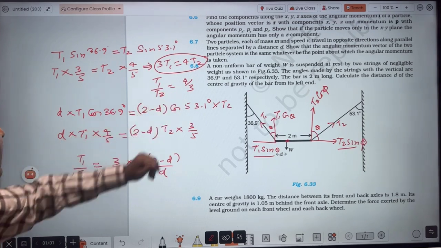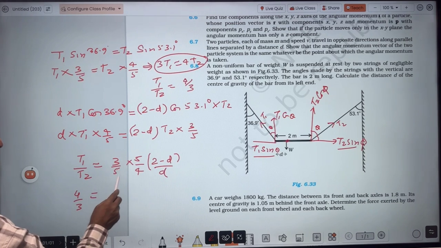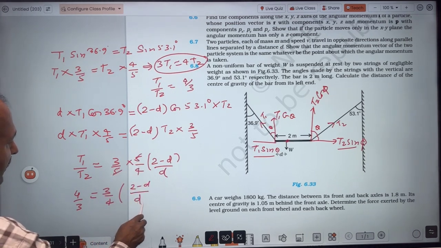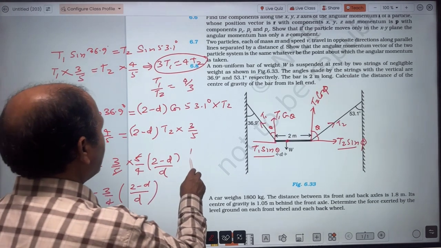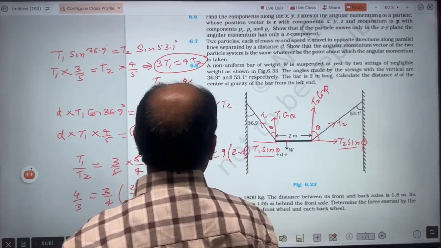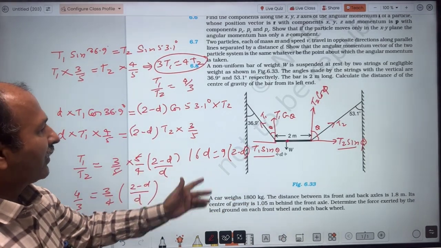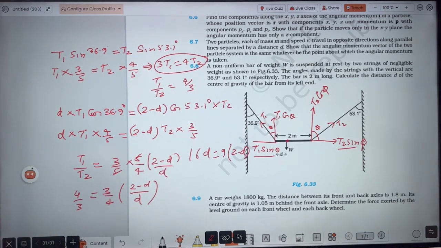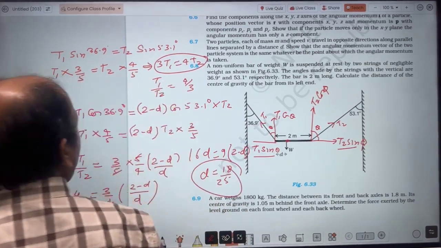So this is one relation, this is another relation. Now equate the two. 4 upon 3 equal to here 3 by 4 times 2 minus D upon D. Now simplify. So 16D equal to 9 times 2 minus D. So you will get 16 and 9, 25, 25D equals 18, D equal to 18 by 25. So that is the answer. I think you have understood.